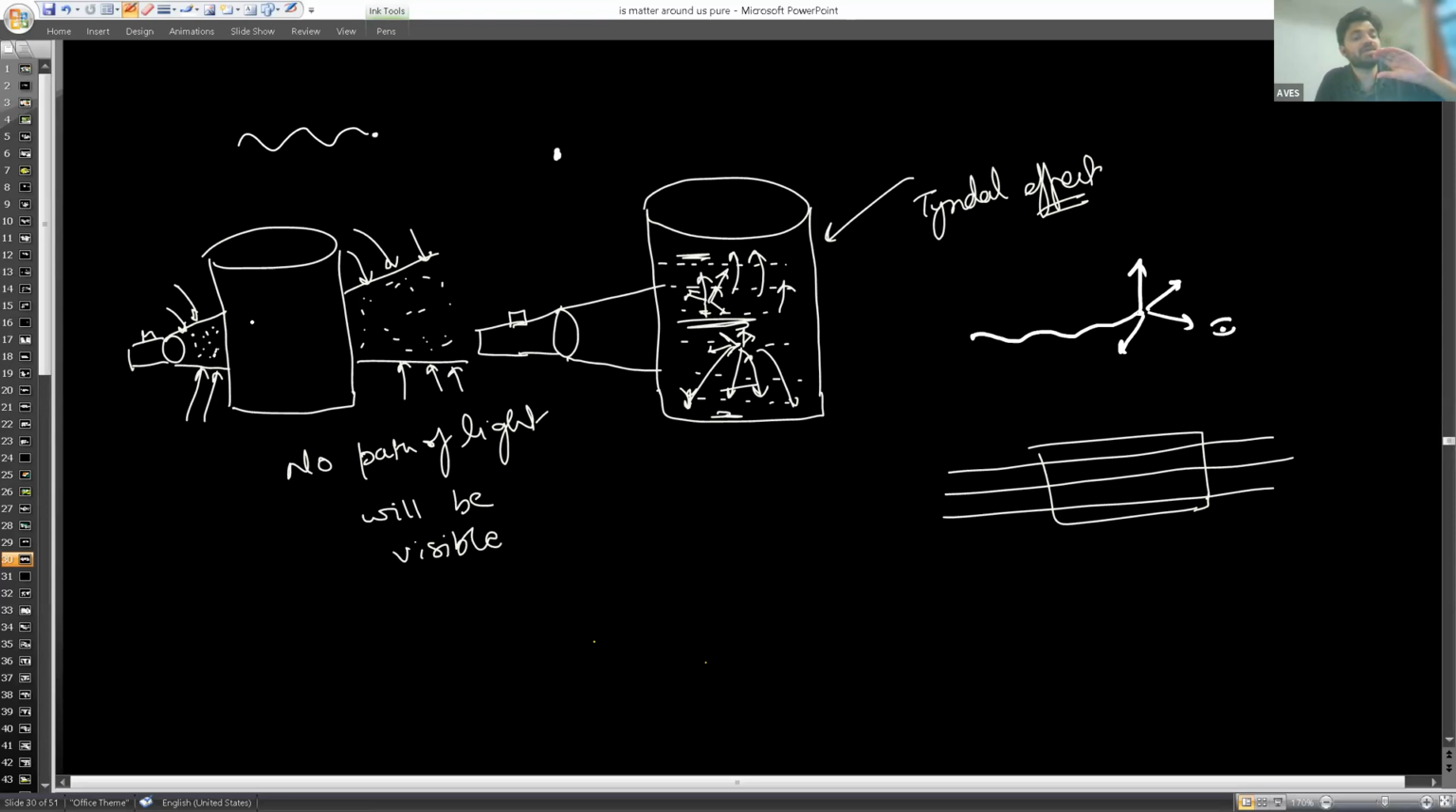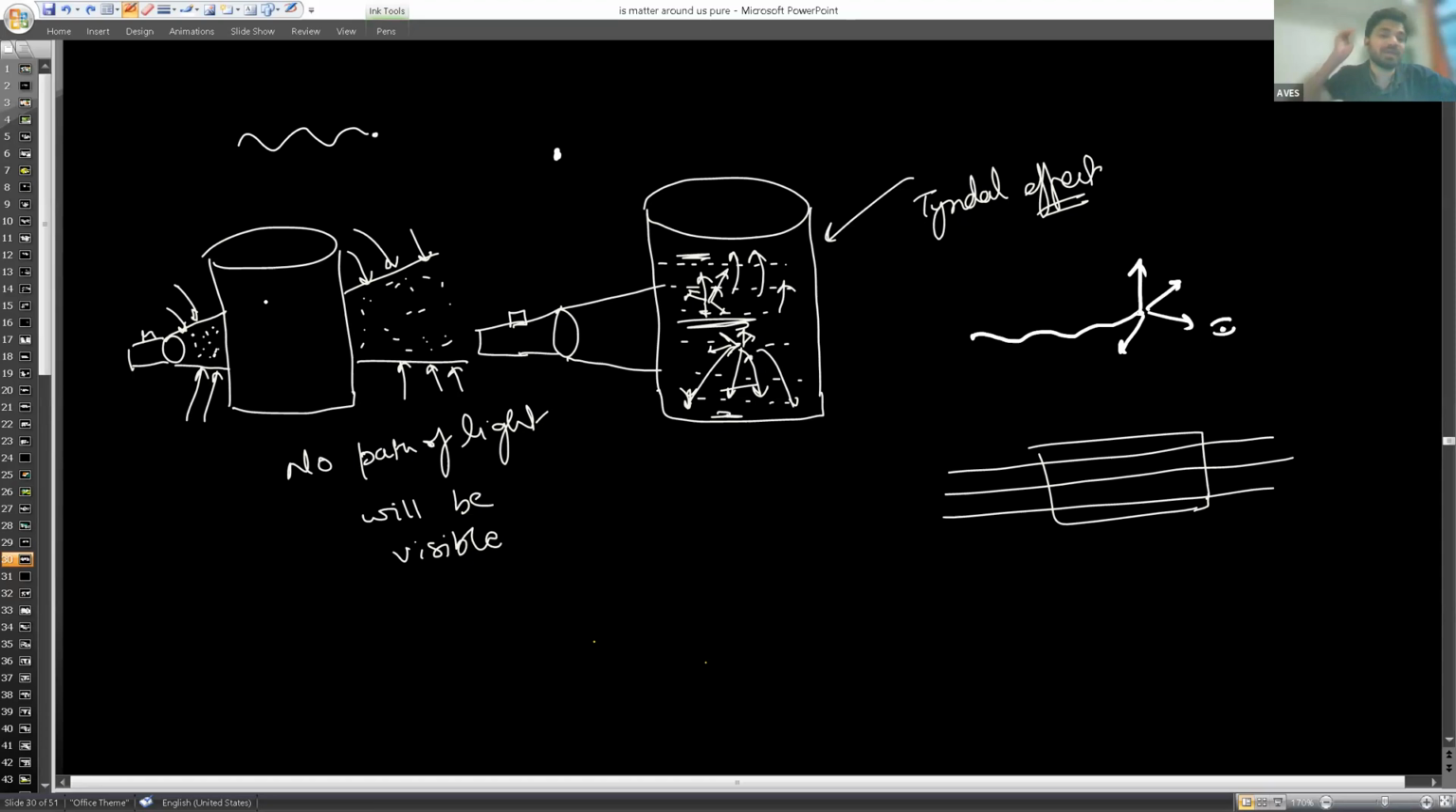But if you pass this torch through a uniform composition solution or a true solution, no path of light will be visible. The path of light becomes visible when the particles are bigger in size. If there is no scattering, no path of light will be visible. The particle size is so small in a true solution or homogeneous solution that it does not scatter the beam of light.